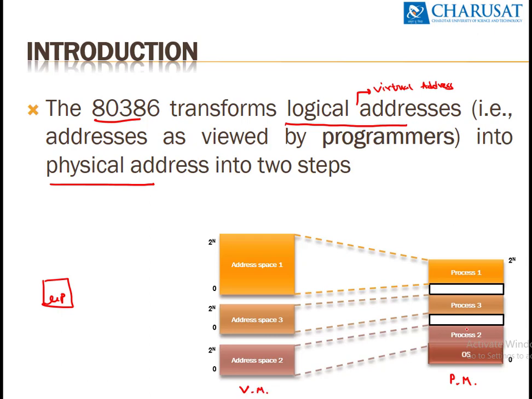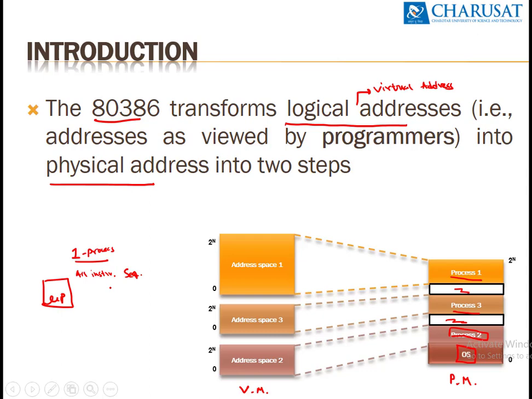Physical memory ranges from 0 to 2 raised to n. This is the area of the operating system, followed by the area of process 2, then this is empty space, then the area of process 3, empty space, and then the area of process 1. But from the microprocessor's point of view, the microprocessor can execute only one process at a time, and all instructions have to be in sequence.